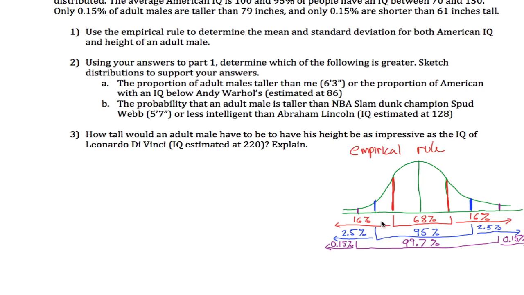And from this, and using symmetry, we can figure out some more stuff. If 68% is in the middle, then the remaining 32% is on the outside, so half of that, 16%, is over here and 16% is over here. And that same idea gives us the rest of these numbers.